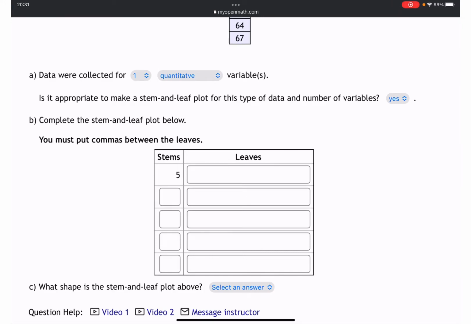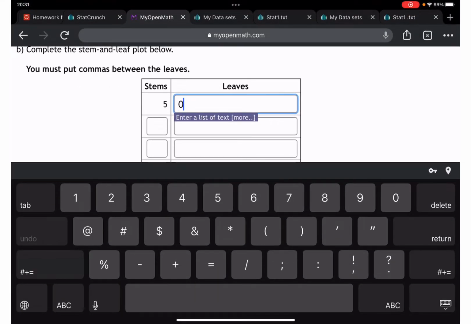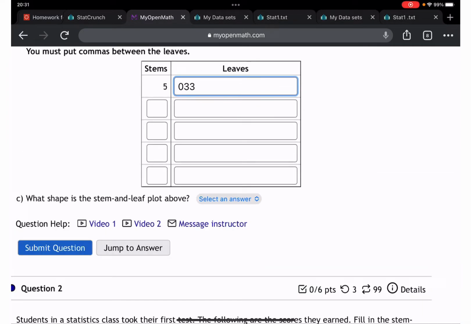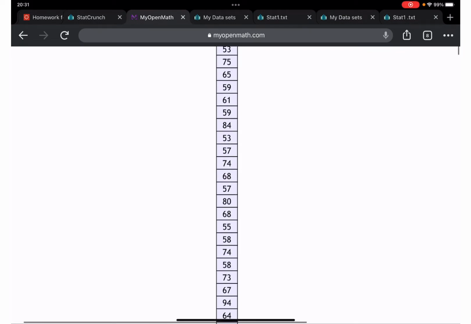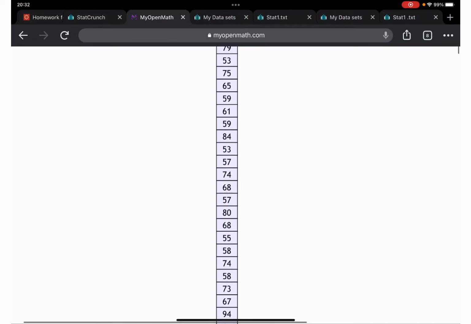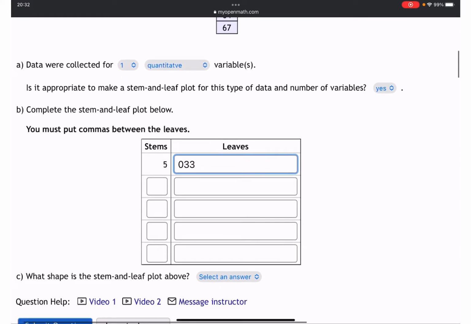the data here. So first it's going to be with 5, 0, 3, 3. Let me see, 5, 6, 7, 8, 9. We have five stems. If we look here, we have stem here is 6, I see 7, I see 8, I see, and 5, I saw at the beginning here, 5, 0. Okay, so 0, 3, 3.